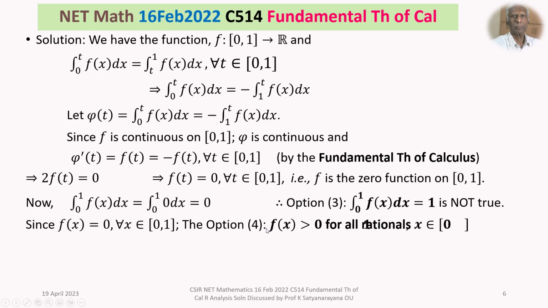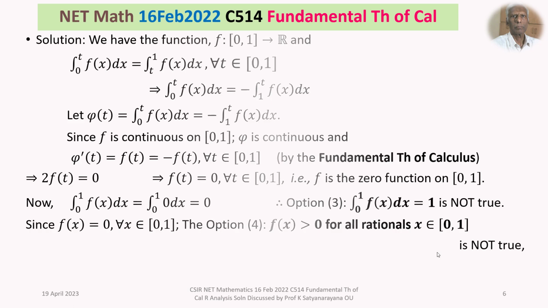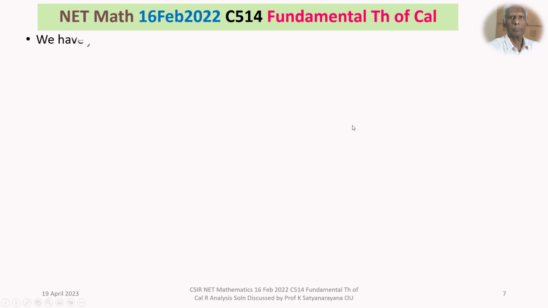Now, option 4 says f of x is greater than 0, positive, for all rationals x belongs to 0 to 1. That means when x is a rational number in this interval 0 to 1, f of x is positive. That is option 4. But this is not true. Why? Because f of x is 0 for all x belongs to 0 to 1. Even when x is rational, f of x is 0. So therefore option 4 is not true. We discuss options 1 and 2 in the next slide.